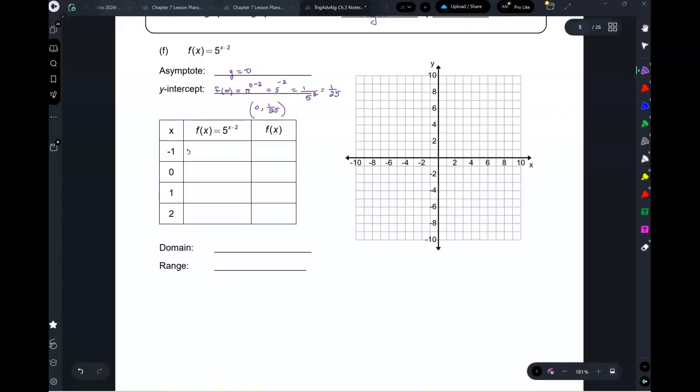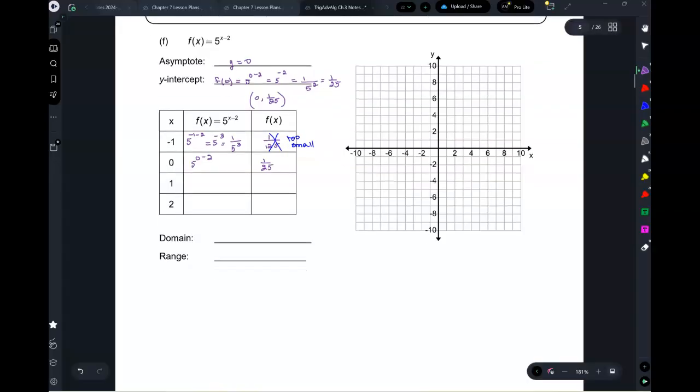So here I have 5 to the power of negative 1 minus 2, 5 to the negative 3, 1 over 5 cubed. That's 1 over 125, right? That's silly. That is too small a number to graph. So let's see what else we have. 5 to the 0 minus 2, we just did it. It was 1 over 25. That's a y-intercept, right? That's an important one. I'll live with that.